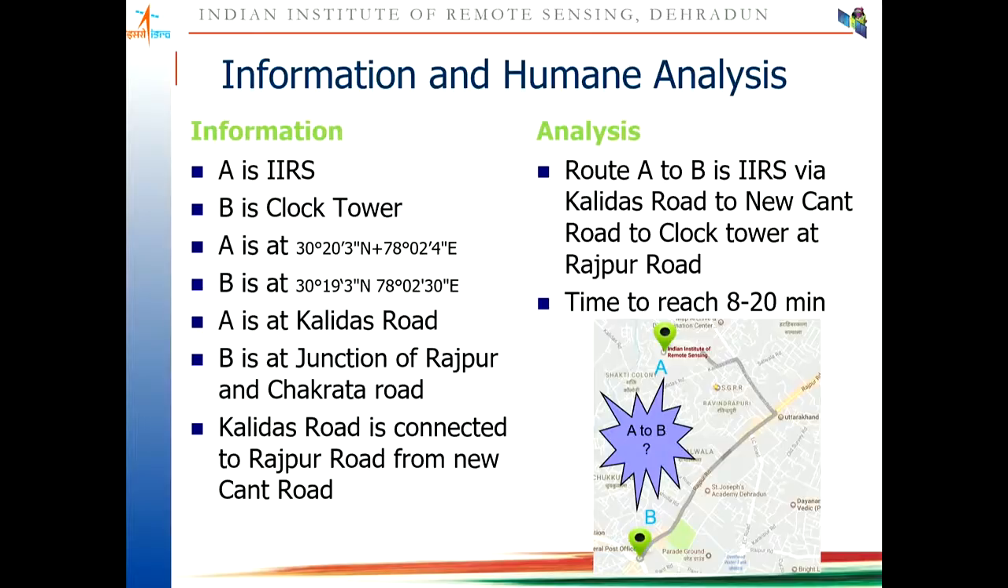Accordingly, it will take some time. Generally, anyone giving you information may say: go from location A to B, that is from IRS to Kalidas Road, you need to take New Cant Road, and then you will reach the clock tower via Rajpur Road, and approximately it will take 8 to 10 minutes. So the initial information is the starting point and end point, and based on people's experience, you'll get an answer like this.